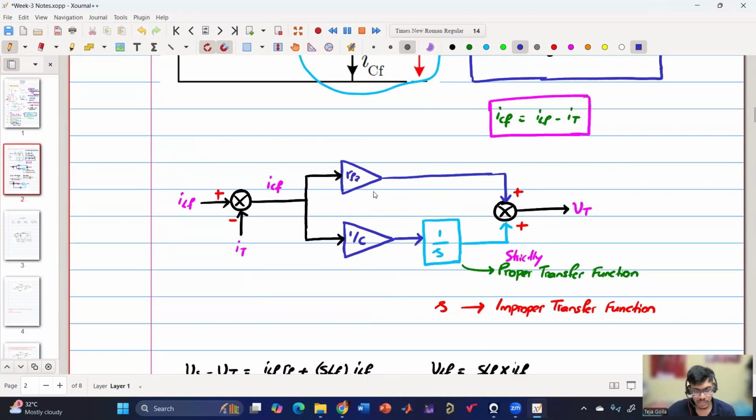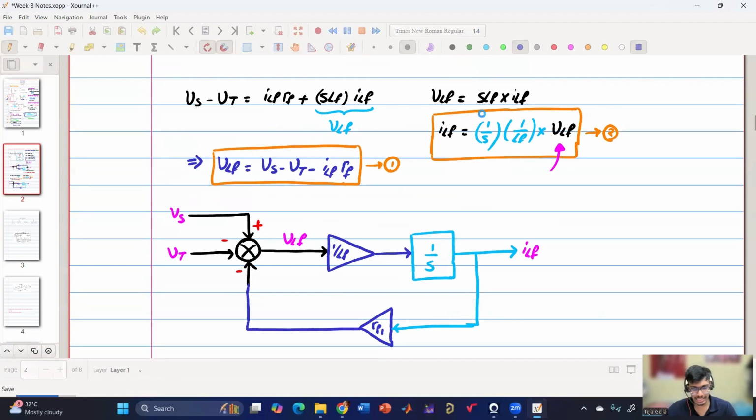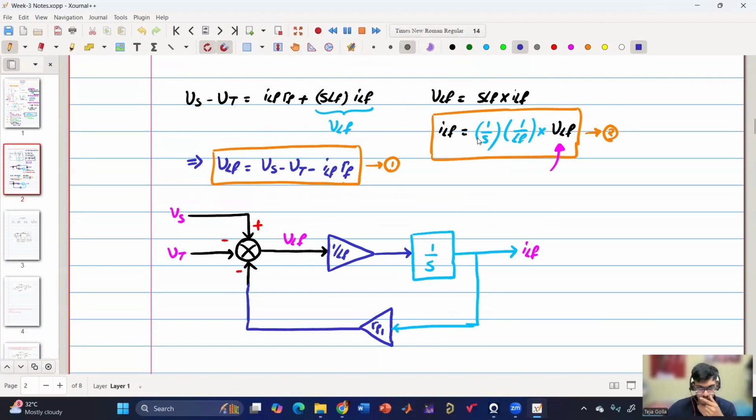Whereas in the case of a capacitance, it is straightforward, so you will not have that confusion. Whenever there is an S term, you have to convert it into 1 by S. VLF is in terms of S, so I cannot get VLF from ILF because VLF is equal to S into something. But I can get vice versa. I can get ILF from VLF because it has 1 by S. So I first have to calculate ILF from VLF.